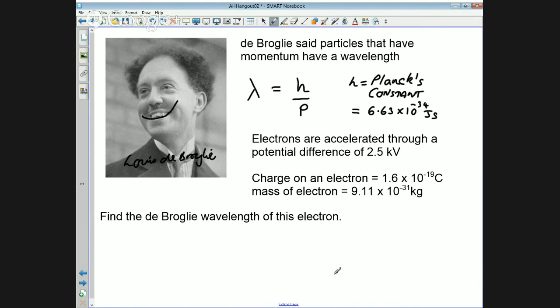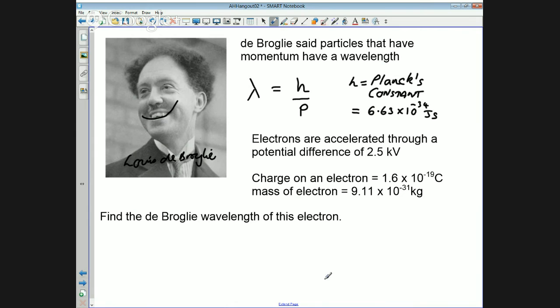It's de Broglie, and what did he say? He said that particles that have momentum have a wavelength. So what he was saying was particles have a wavelength, and we don't want to get into the big argument about particles and waves. We've got to be very consistent and say that there's a particle-wave duality. Particles do have waves associated with them. There's a whole big physics behind that.